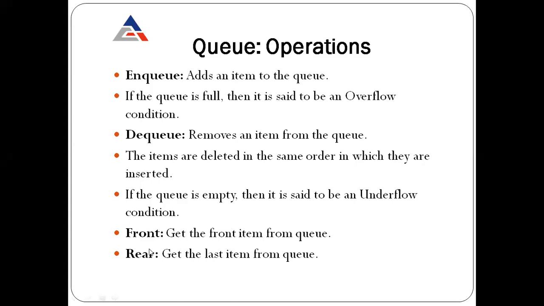The element at the front side will be the first element to be removed. The element at the rear side will be the last element, and the new element will be added at the rear point. So the main operations are NQ and DQ. We cannot insert an element in between the queue, and we cannot delete an element from the queue in between locations. We can delete only from the front side, and we can insert only at the rear side.